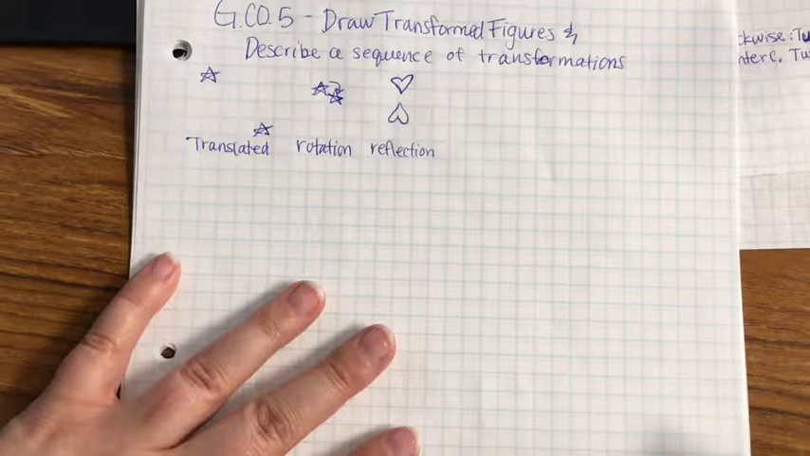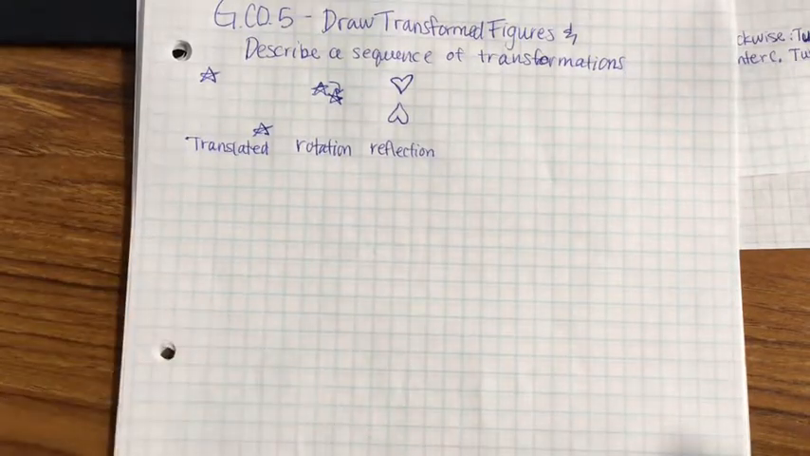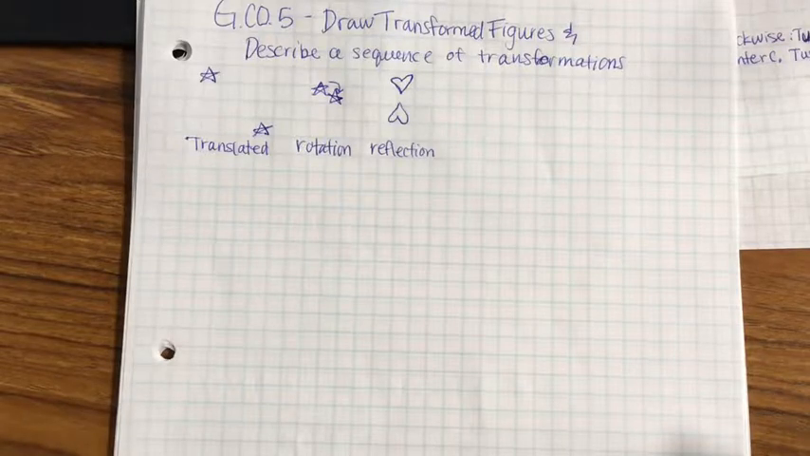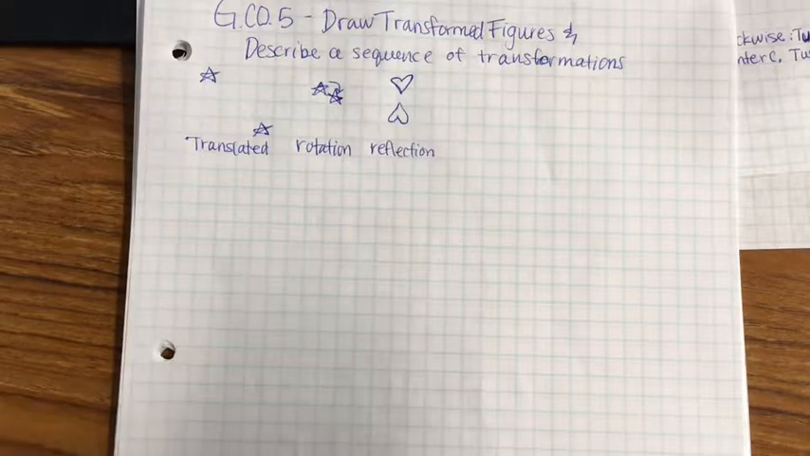And okay, so those are the main things. You're going to have two figures and you're going to have to figure out how they're related. Basically you'll have to describe how you get from one to the other, and then it's going to get more complicated than that.